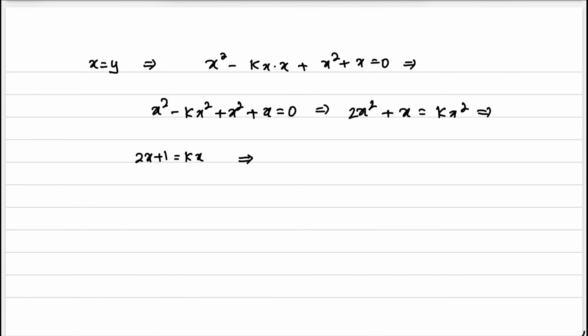That implies k is equal to 2 plus 1 by x. K is equal to 2 plus 1 by x. This is one value we have got.